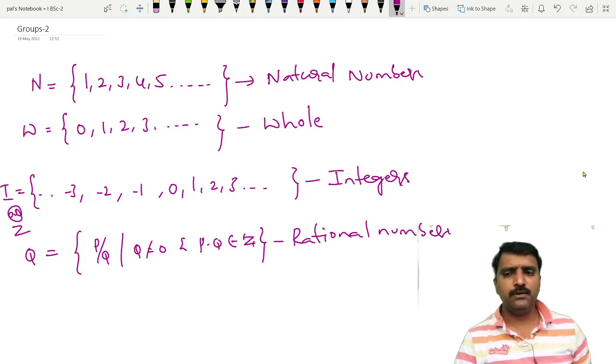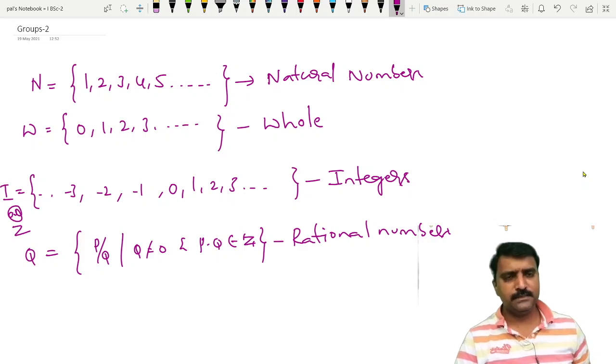All whole numbers are integers, but all integers are not whole numbers, because in this set, -1, -2 are not elements of W. These are integers but not whole numbers.